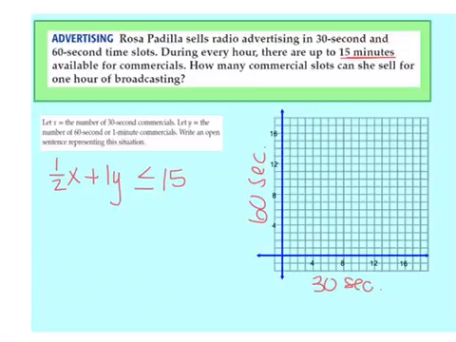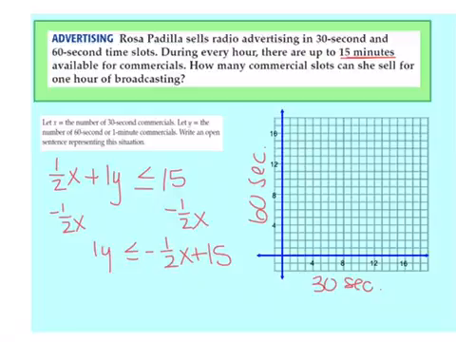So again, to solve this, we need to go ahead and get the Y alone. So I'm going to subtract the 1/2 X. I'm going to get 1y is less than or equal to negative 1/2 x plus 15. The y is alone now. Remember, 1y is the same thing as y. So I can graph this.